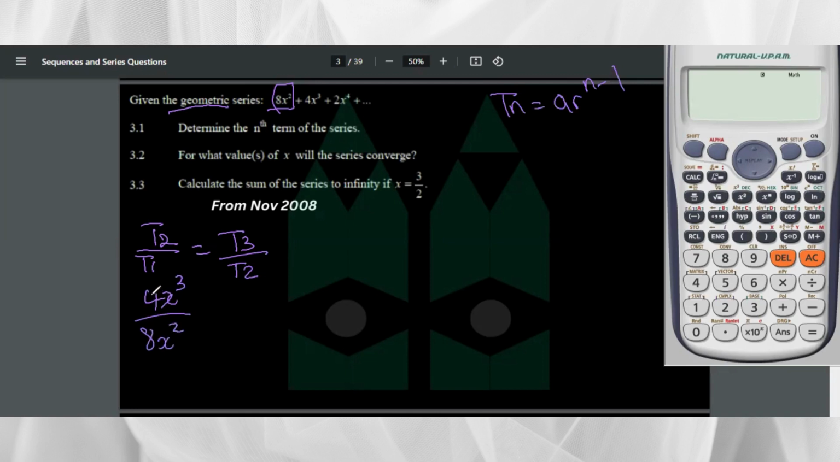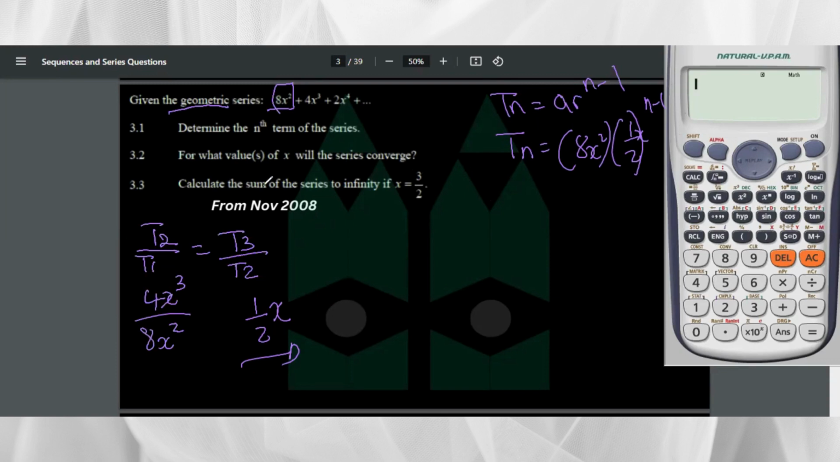So 4 divided by 8 is going to be 1 over 2. x cubed divided by x squared is just going to be x. So then our r is 1 over 2 x. So then the nth term would be 8x squared multiplied by 1 over 2 x to the power n minus 1. Okay, cool. So we solved the first question.